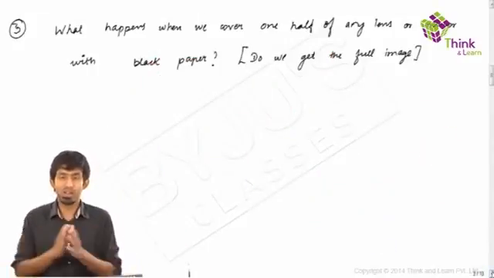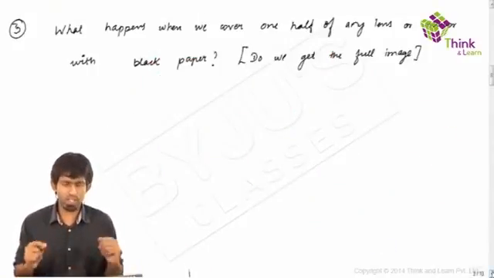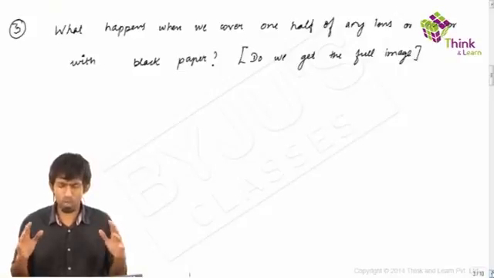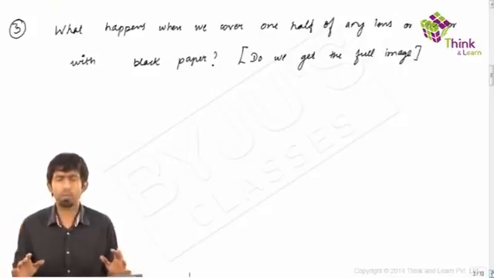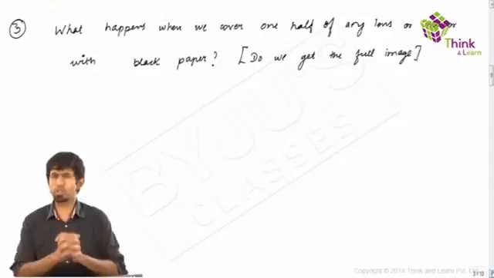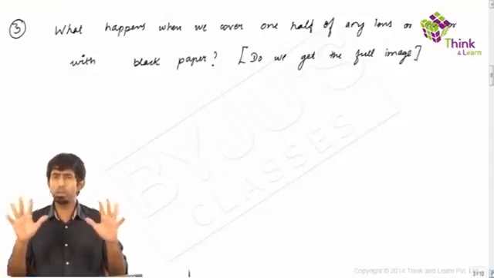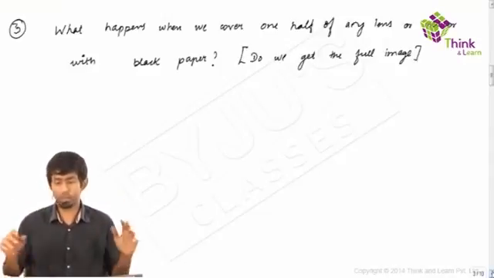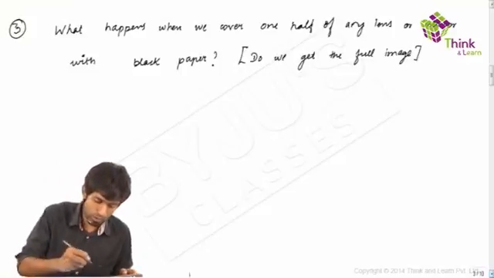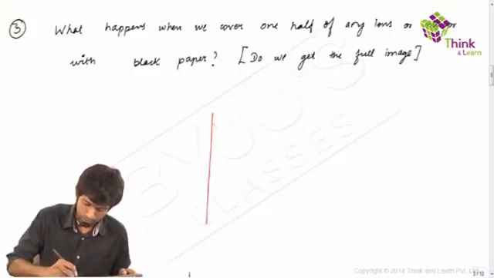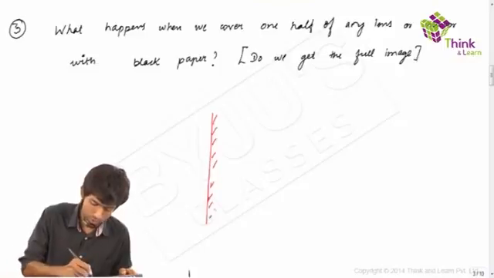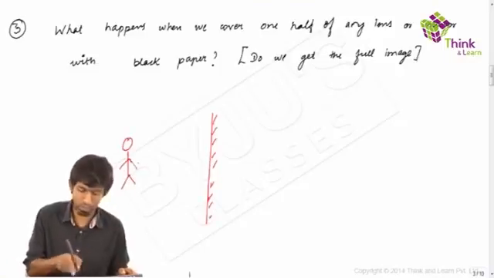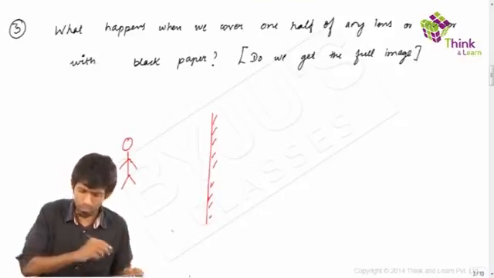Okay. I'm starting the next question now. This is a really interesting question. What happens when we cover one half of any lens or mirror with a black paper? Now this has always fascinated me, right? If you take a mirror, let's start with a plane mirror. Take a plane mirror, and let's say this is my mirror. And you could stand somewhere over here and see yourself in this mirror. What if somebody covered it off, right?